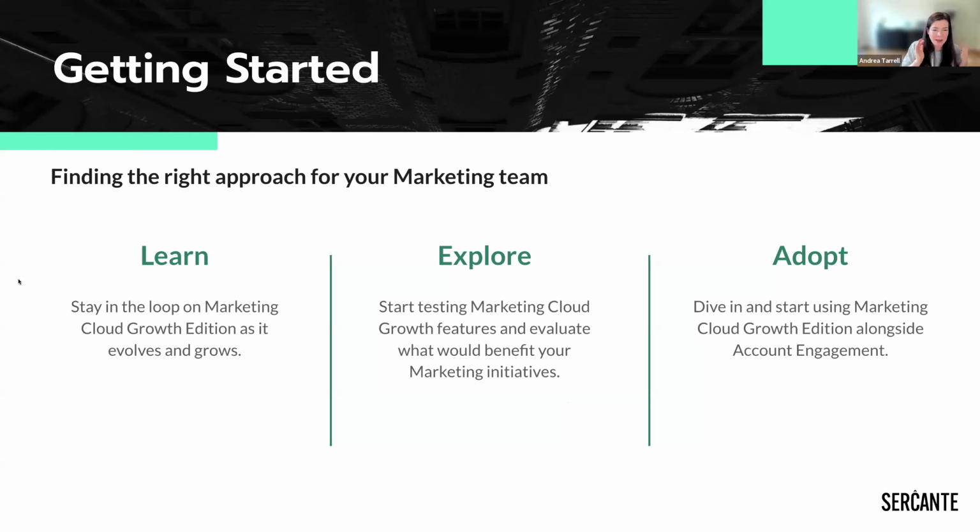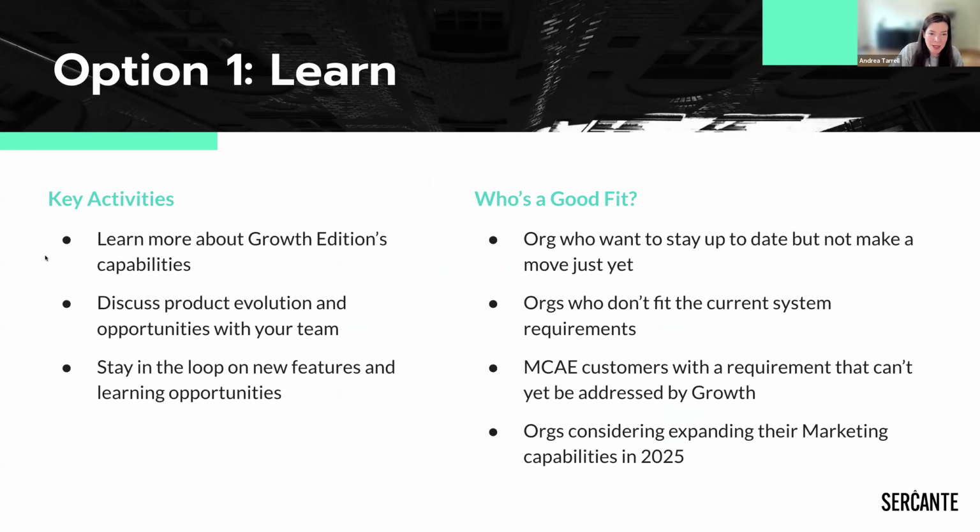The second camp is what I'd call the dabblers camp: starting to explore, testing things out, playing with the builders. Maybe you're not actually sending live emails, but you're just seeing what's out there. That's the second level of engagement. The last one is starting to adopt it, so executing some of your next campaigns using Marketing Cloud Growth, maybe switching some of your forms over, truly leaning in and starting to use the new tool. So let's break down who's the fit for which type of option.